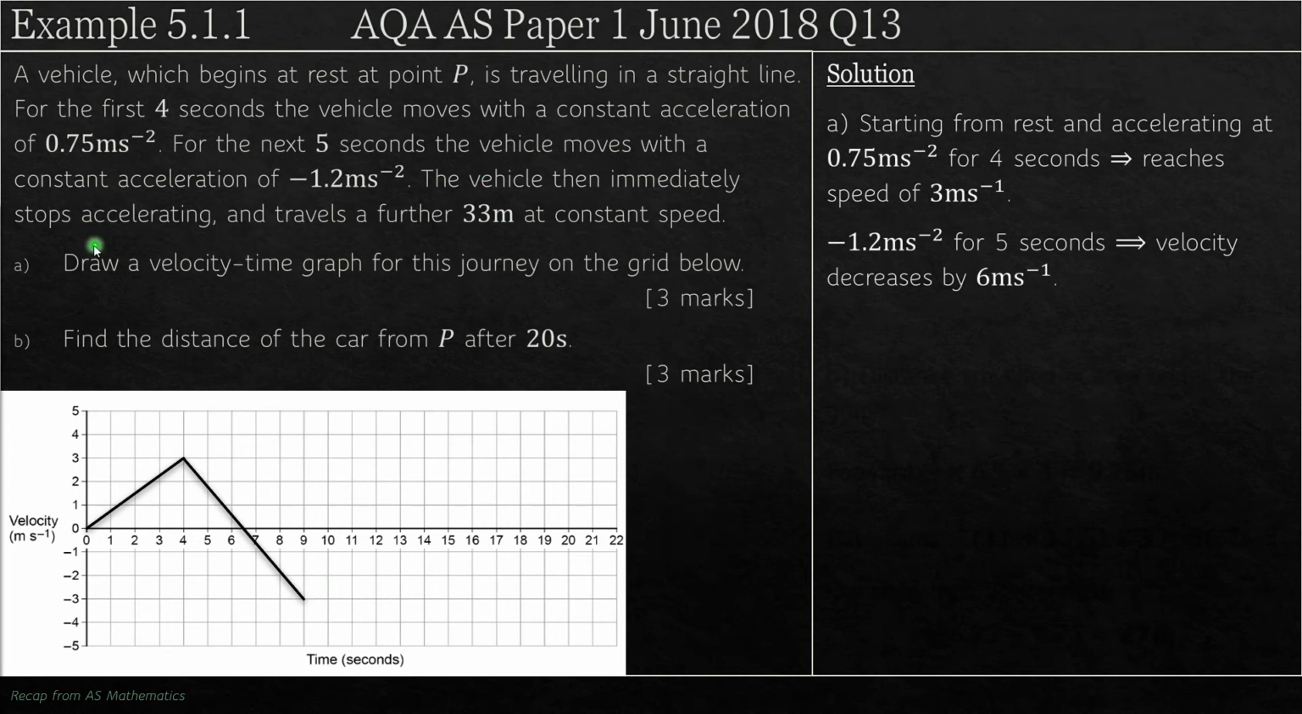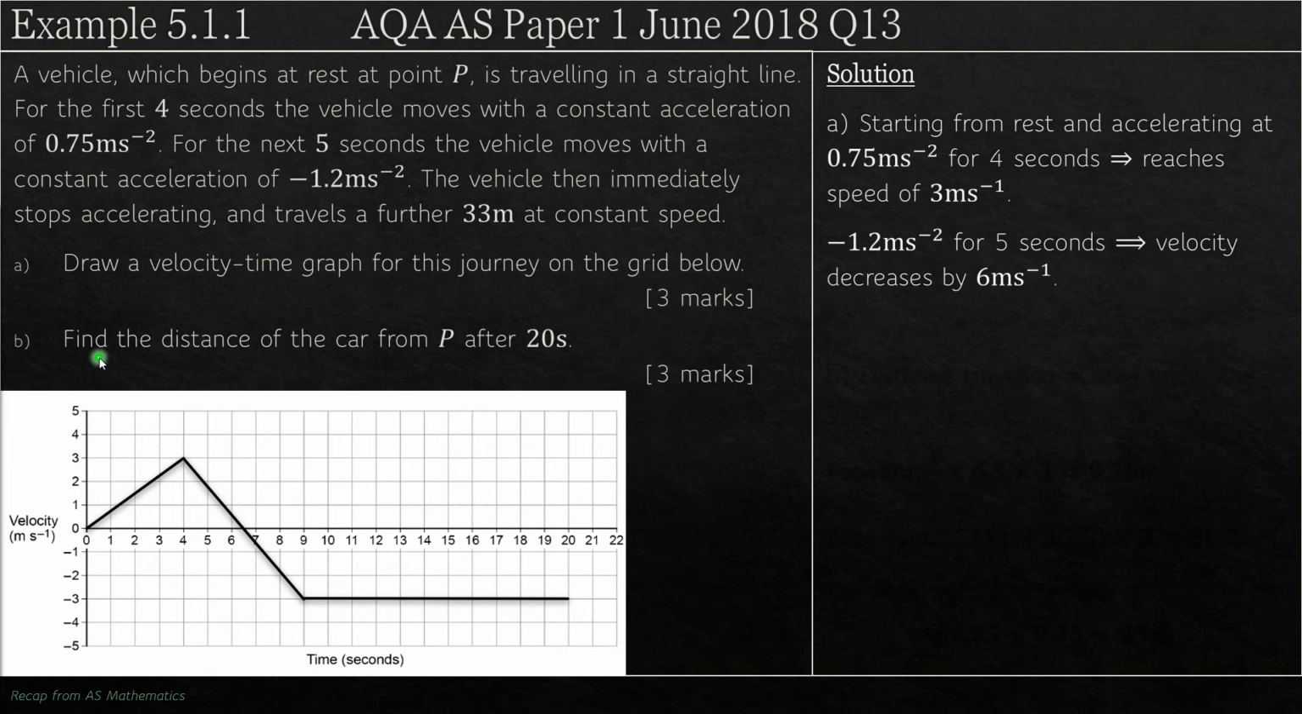The vehicle then immediately stops accelerating or decelerating and travels a further 33 meters at constant speed. It doesn't tell us how long, so that's for us to work out. But we now know it's doing minus 3 meters per second. It just simply means 3 meters per second in the opposite direction to the direction it started moving in. So it's doing a speed of 3 meters per second. So it's going to travel 33 meters. That will take 11 seconds to travel 33 meters. So our graph goes up to a time value of 20, and that is the end of the graph.